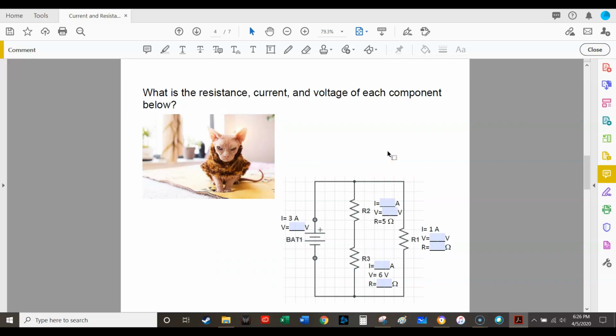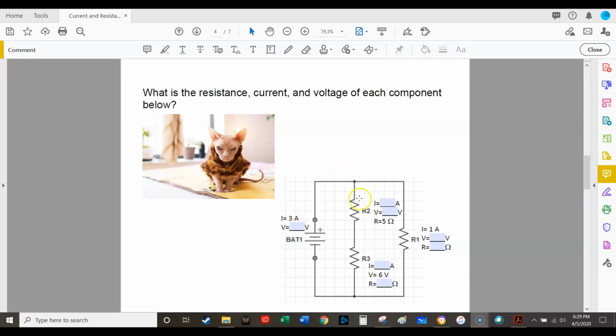Again, same problem. We have to find the resistance, current, and voltage across all the components below. And here we have 2 parallel branches. The battery looks like it is producing 3 amps, and we don't know how much voltage is being produced.